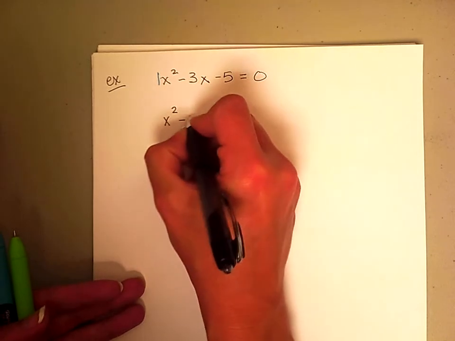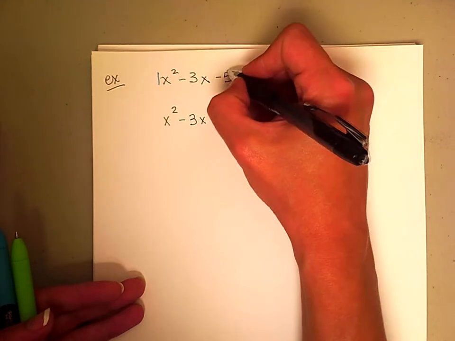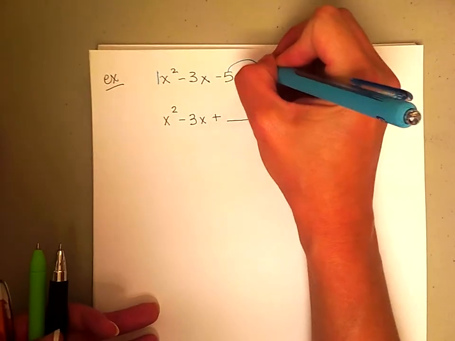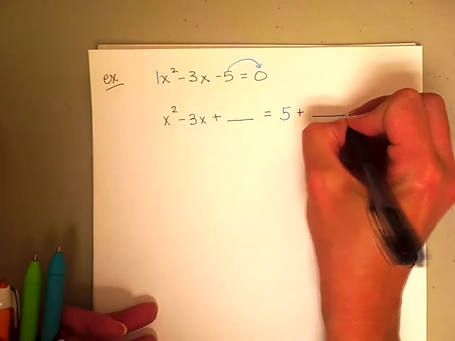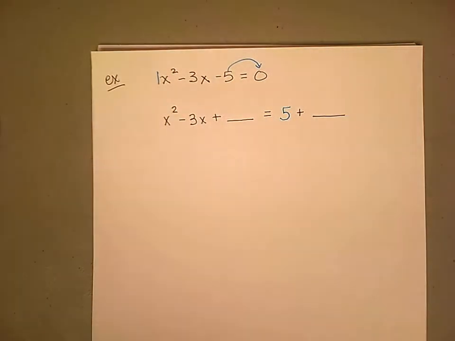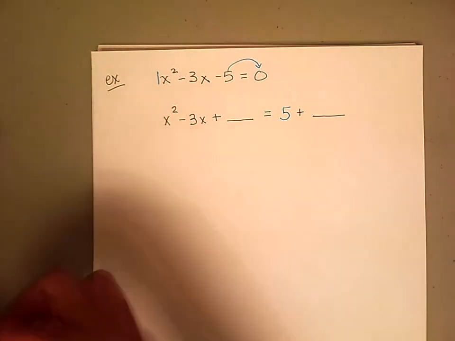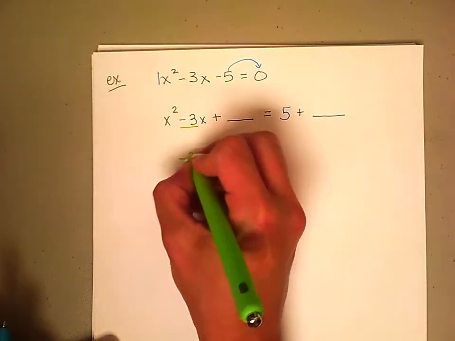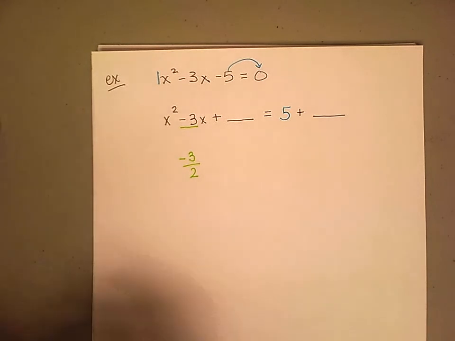Now let's prepare. So I want x squared minus 3x. I'm going to add something to this side. Let's move the constant over. And then I also am going to add something to this side. Now, we look at b. In this case, b is negative 3. We have to take negative 3 and divide it by 2. And that is as simplified as it can get. Negative 3 halves is negative 3 divided by 2.